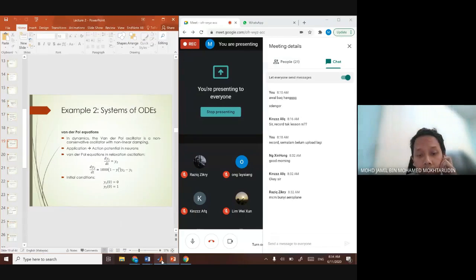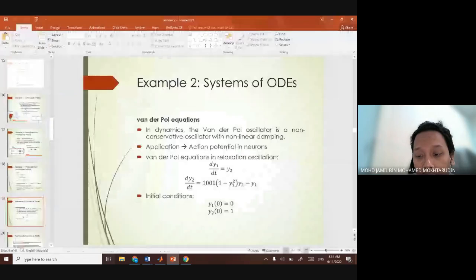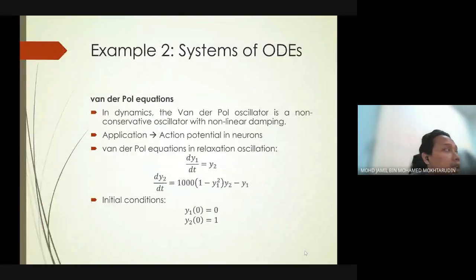Okay, so for today we will go into writing MATLAB code for systems of ODE, meaning more than one ODE. Yesterday we coded a single ODE, but today we will learn how to code systems of ODE. The most common example in biomechanics or biomedical engineering is what we call the van der Pol equations.